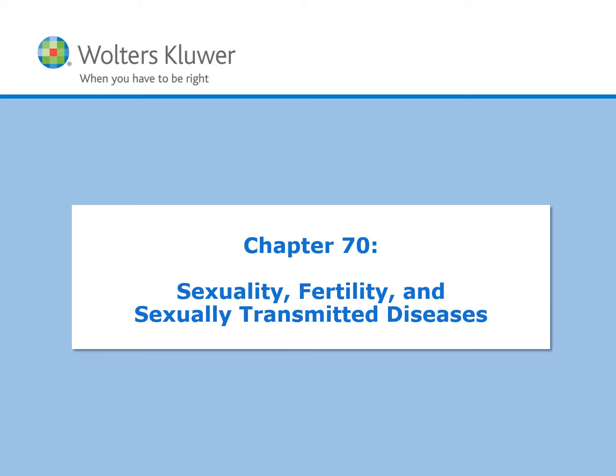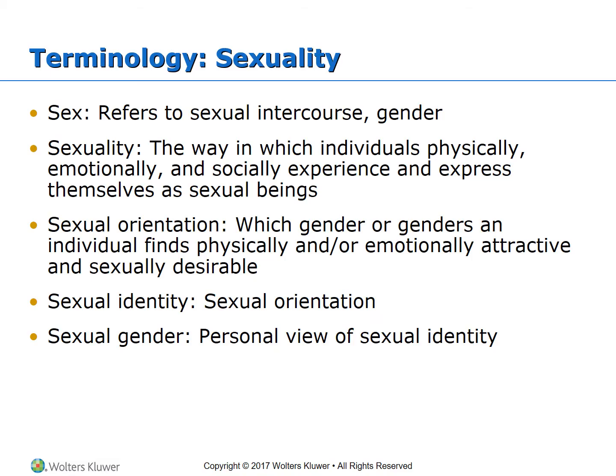So, sexuality is the way in which individuals physically, emotionally, and socially experience and express themselves as sexual beings. Sexual orientation is which gender or genders an individual finds physically and or emotionally attractive and sexually desirable. Sex can refer to sexual intercourse or gender. Sexual identity is sexual orientation, and sexual gender is one's personal view of sexual identity.